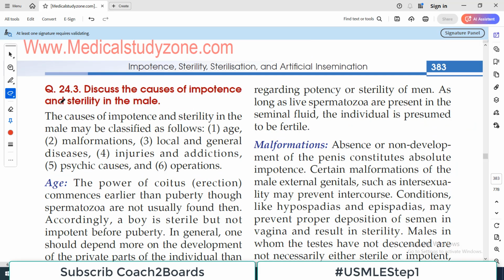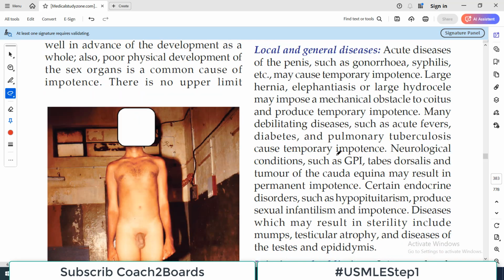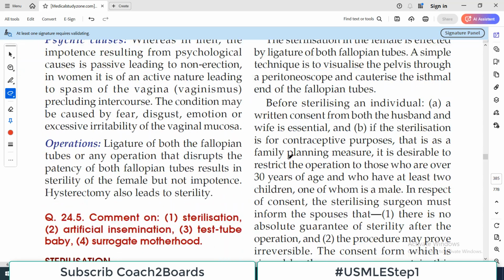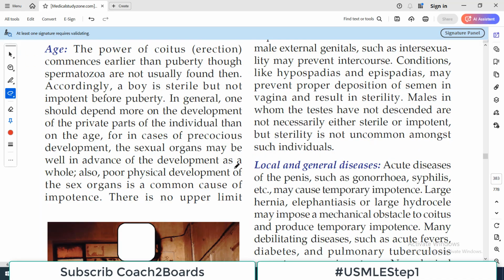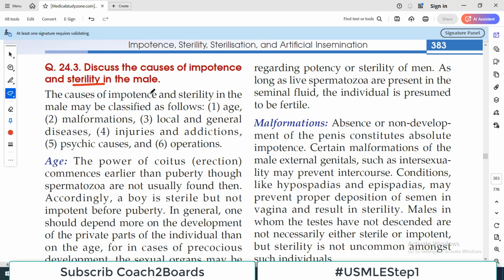Discuss the causes of impotence and sterility in male. That's another very commonly discussed topic, right? So let us go through this topic. The causes of impotence and sterility can be age related, malformation, embryological, local and general diseases, injuries, psychic causes, mental causes, and certain operations.